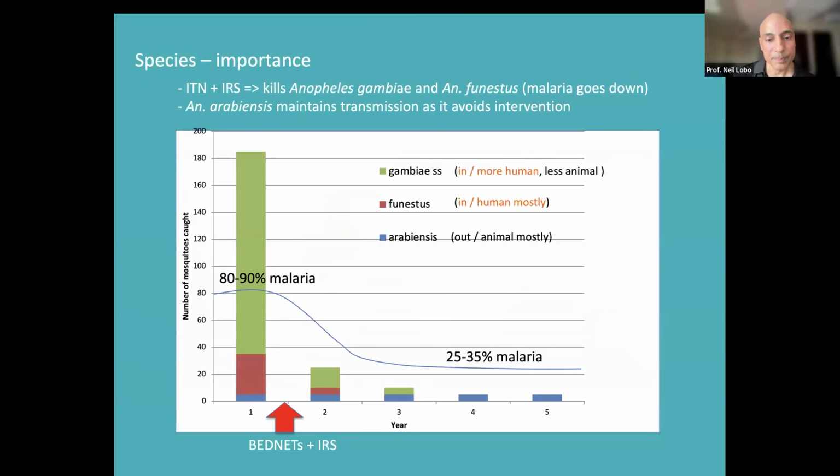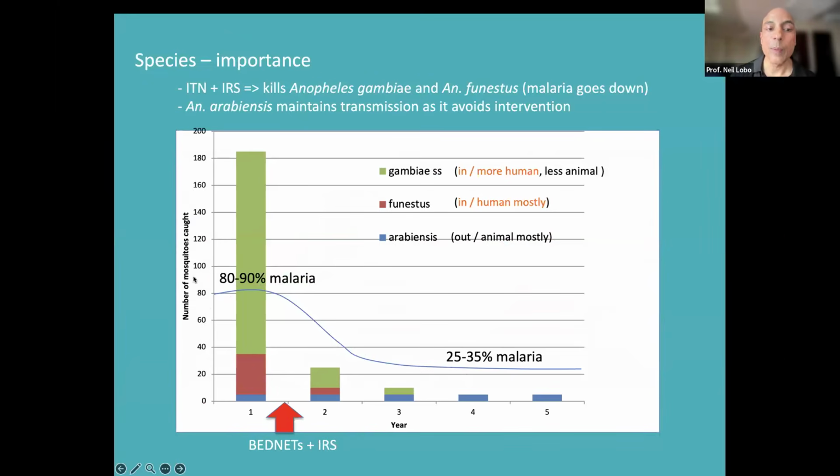And here's an example from Kenya, where on the left, on the y-axis, we have the number of mosquitoes caught. On the x-axis, we have year, 1, 2, 3, 4, and 5. Now, this line over here is the amount of malaria that was present.